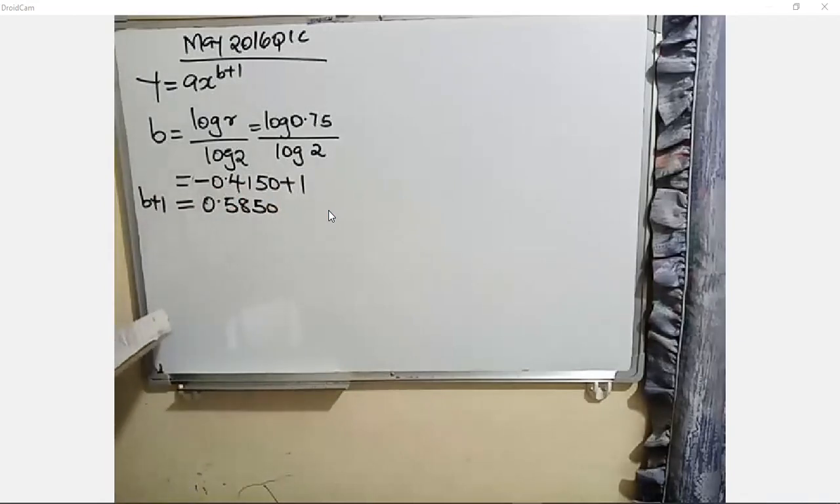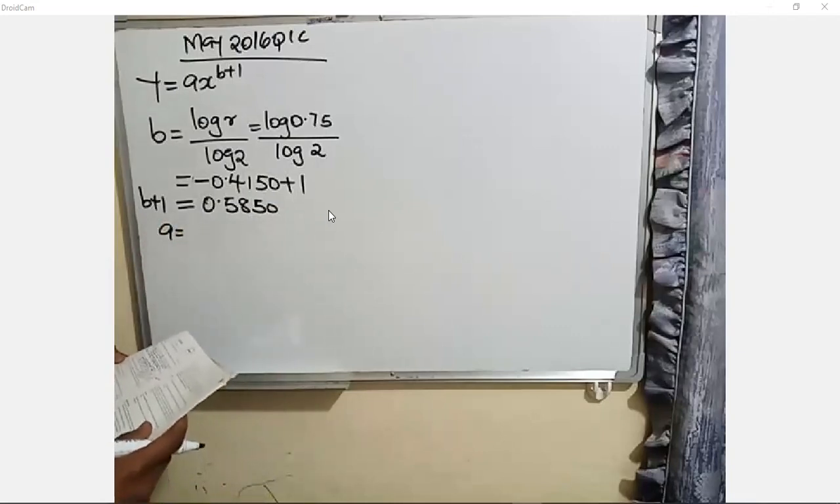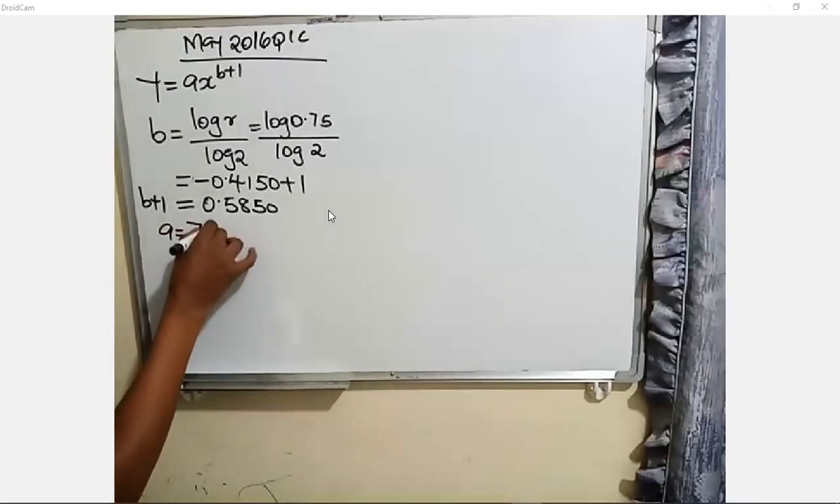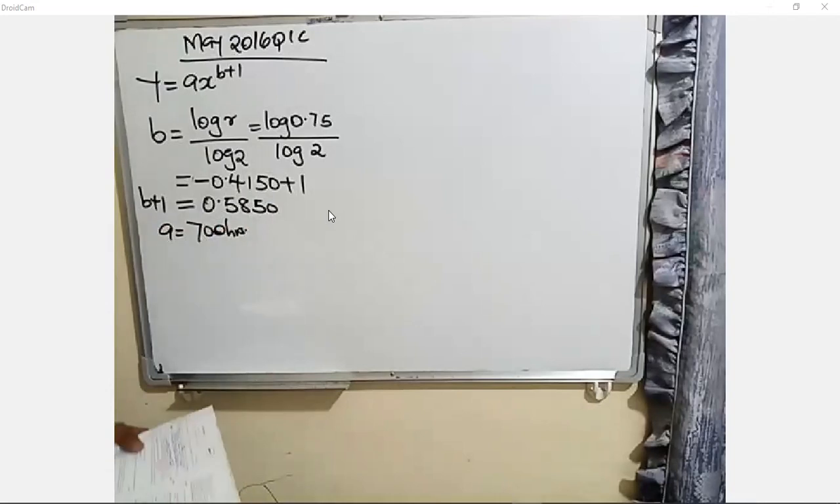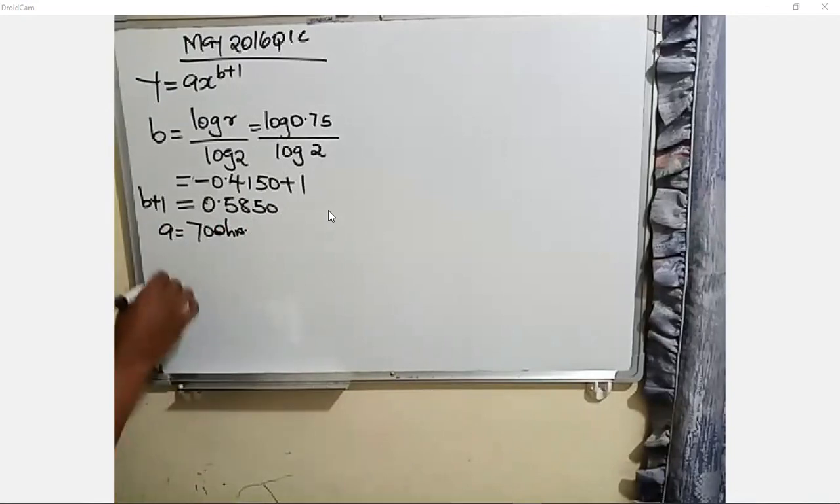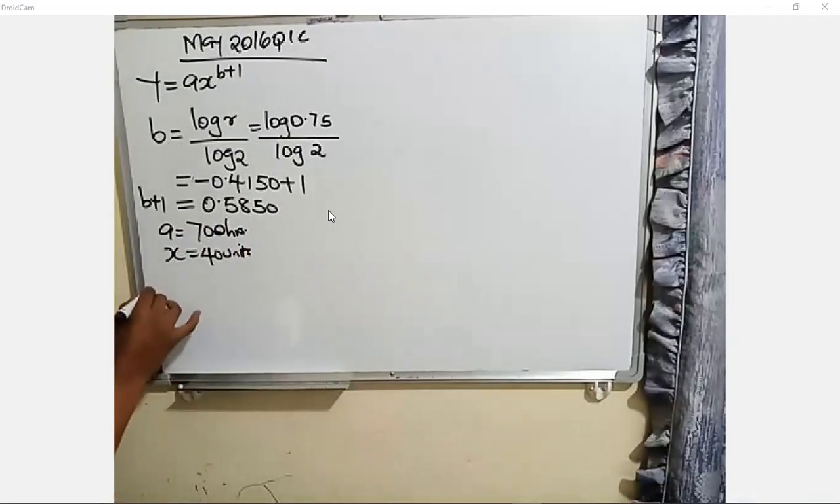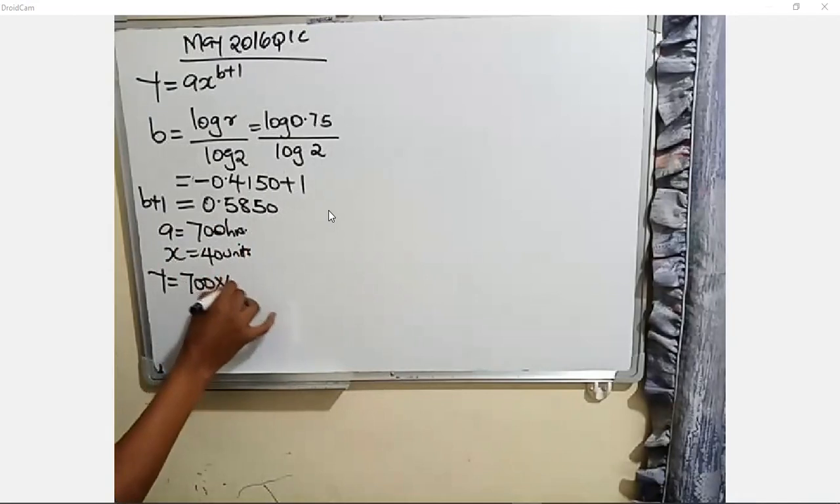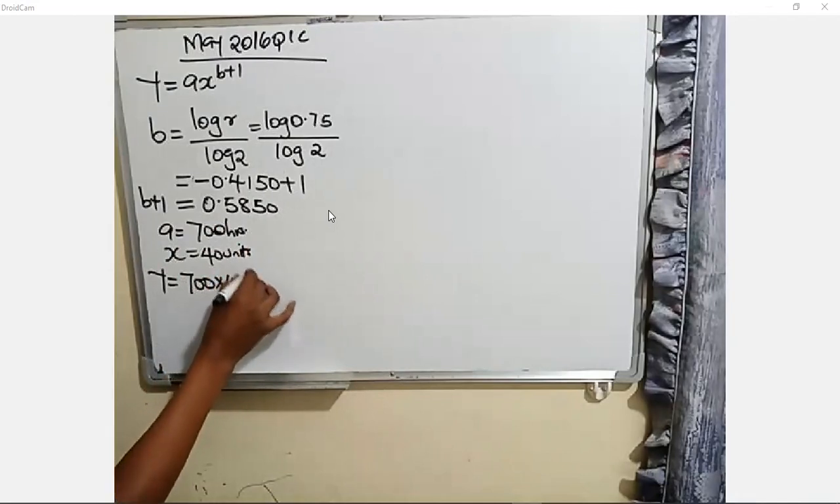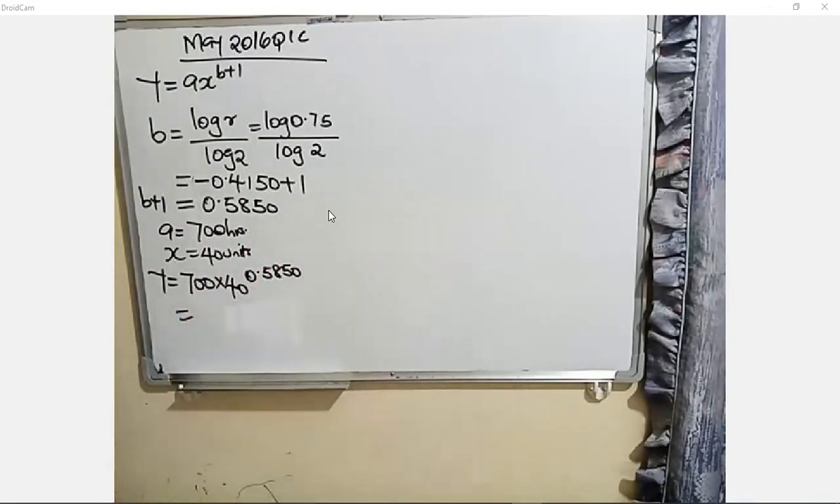So determine what is your a. My a will be, the first unit is expected to consume 700 hours, and the contract is for 40 units. So our x is equal to 40 units. So to get my y, it is 700 times 40 raised to the power 0.5850. Someone give me the answer. How many hours are these?